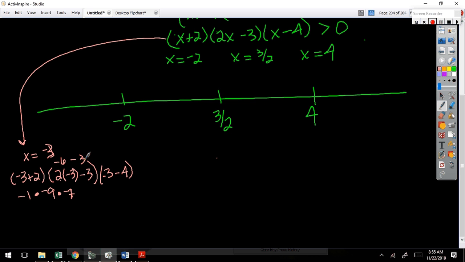So the biggest question here is not what's the answer. If you got your sign right, that's the biggest thing. So is it positive or negative? Negative. Are you sure? It's positive. Negative. It's a negative. Jackson's right. Good job, Jackson.